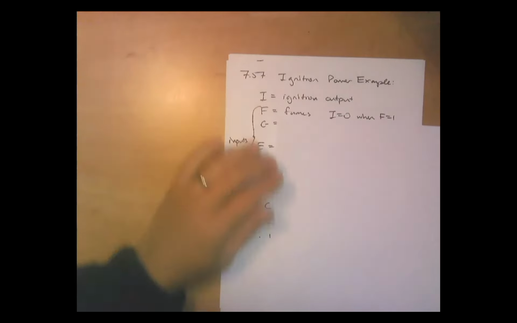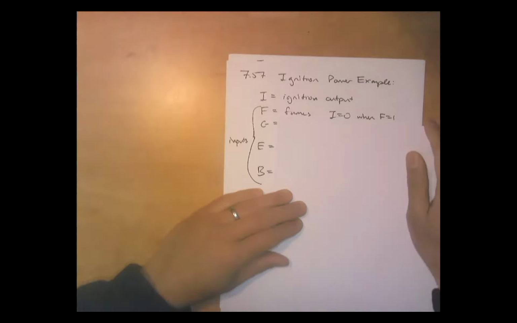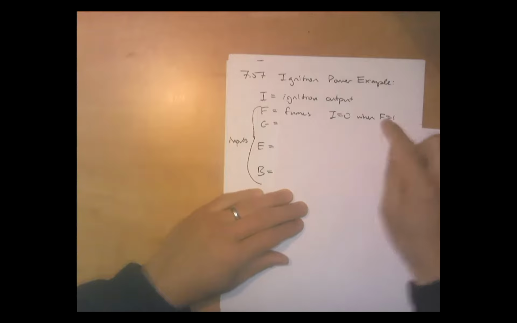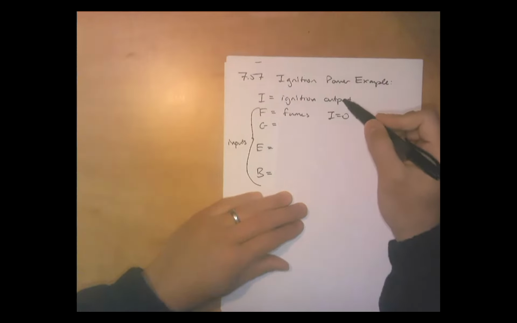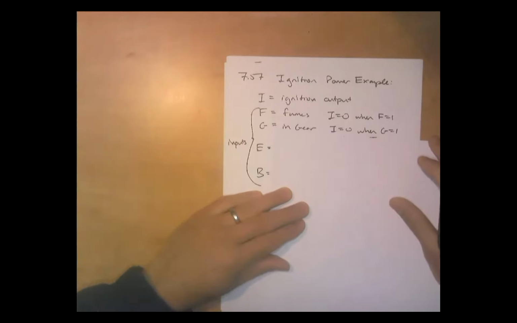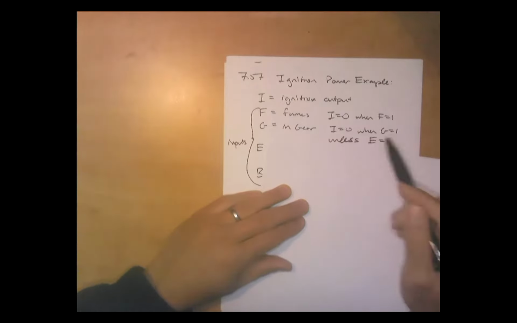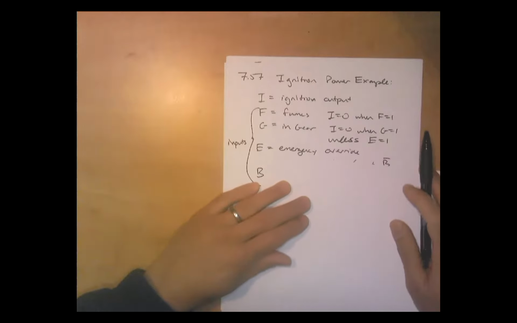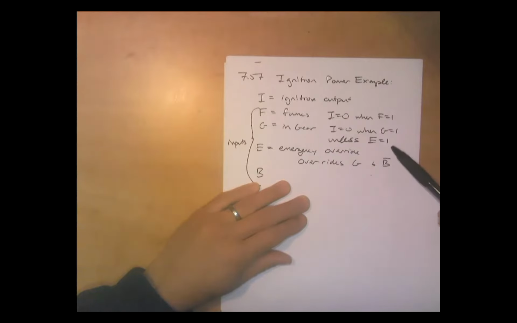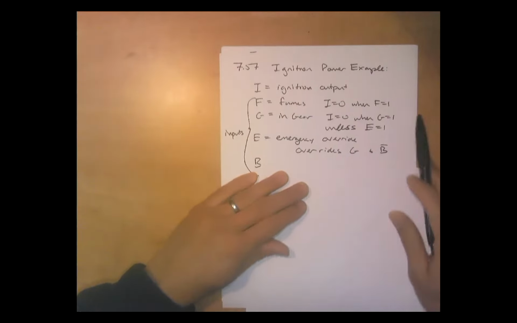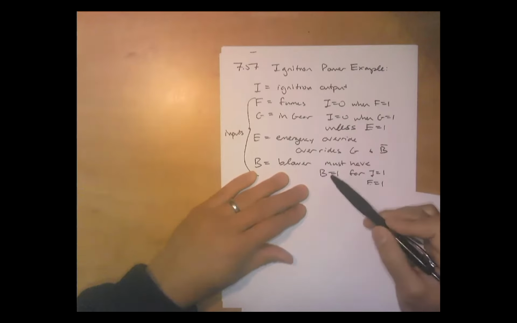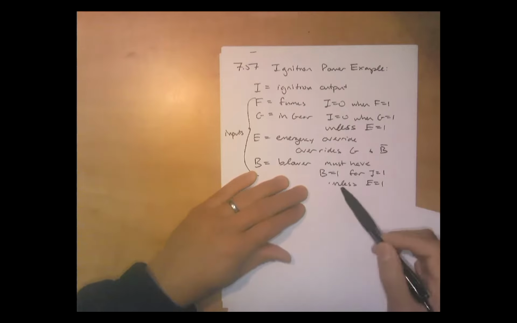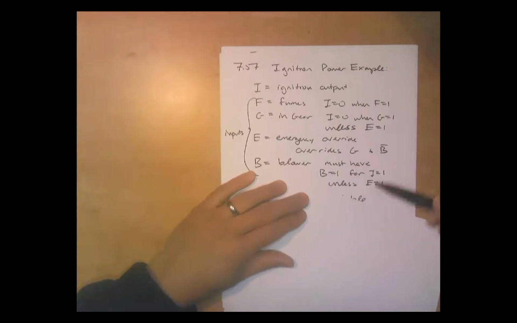The rules in this example are: if fumes are present, if F equals 1, then I has to be 0. You can't turn on your system. Now for gear, if the gear is in play, you also don't want to turn on the system. But there's an exception. If the emergency override is 1, then you can turn on the ignition even if the gear is in play. The emergency override overrides G and it overrides the inverse of the blower fan. That means for the blower fan, you must have B equals 1 for I equals 1 unless E equals 1. So they're kind of related here.